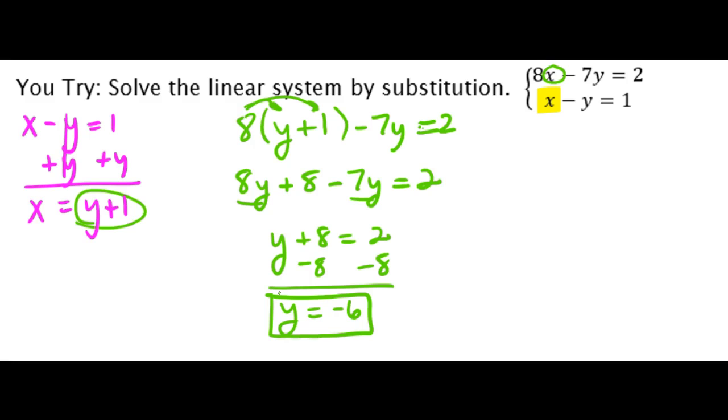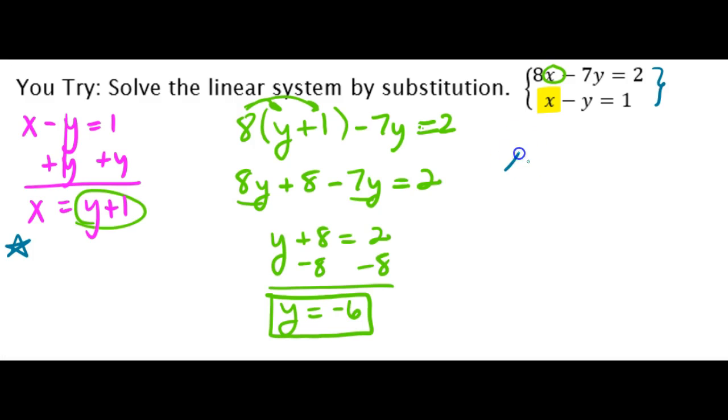Now I need to take this and plug it back in to get my other answer. There's a couple different ways you could do this. Probably the best way would just be to plug it back into either one of these two original equations. I would choose the bottom one because it's a little simpler. You could plug it back into this equation over here, but the problem is if you made a mistake, you might end up getting the wrong answer. So I guess it depends on what you prefer. I'm going to plug it back into the original.